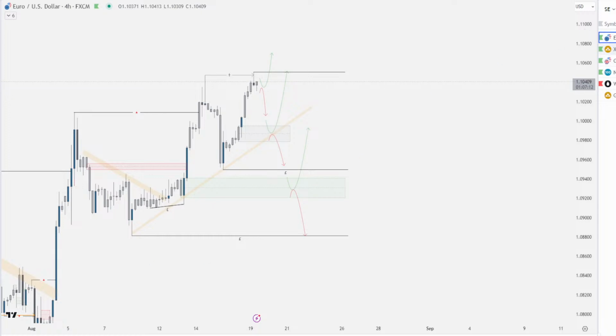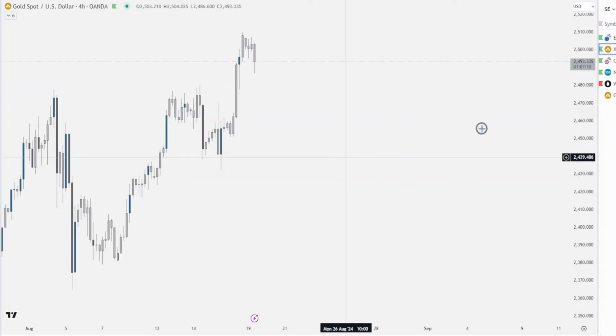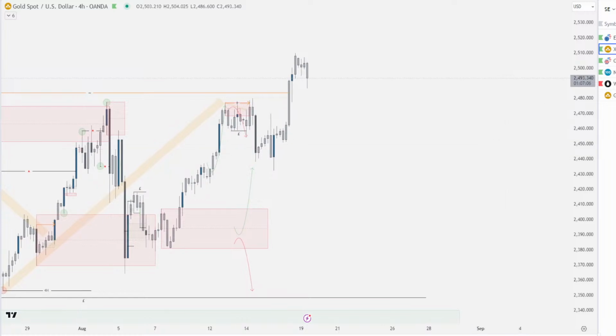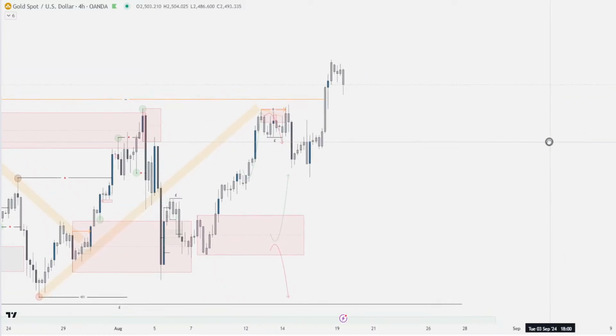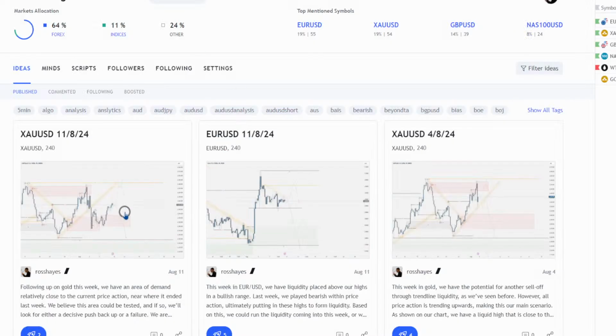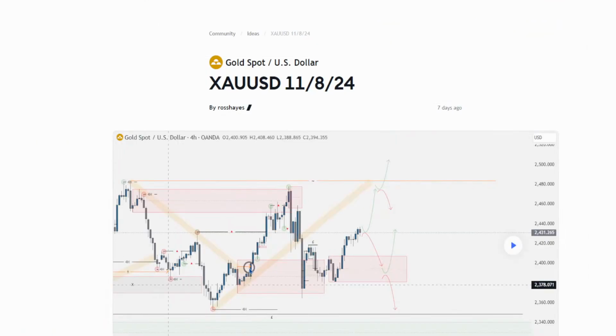Let's go over to gold now. So again, gold is the same thing. We have left gold pretty much untouched. We did delete some of the objects, but we've left it untouched from last week's markup, which was this.